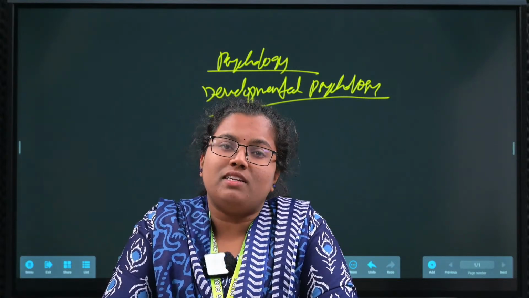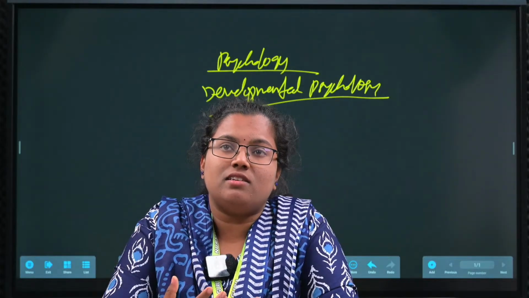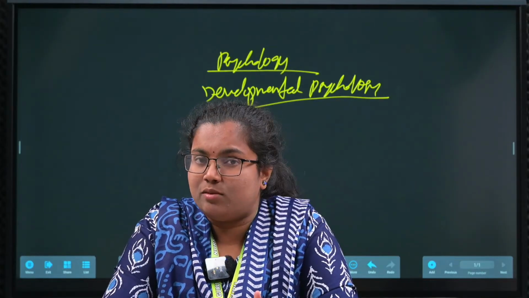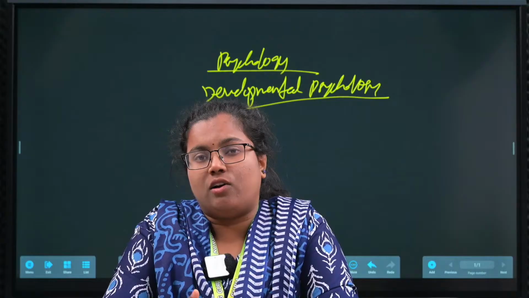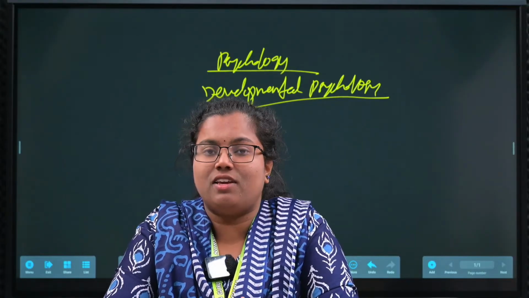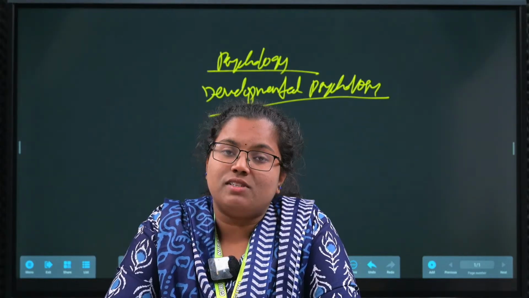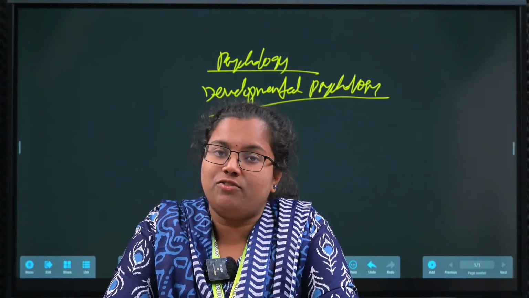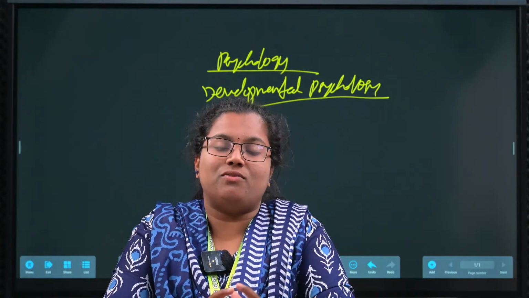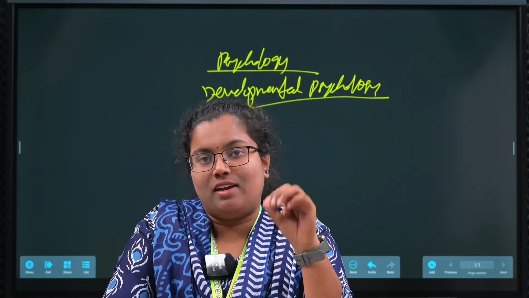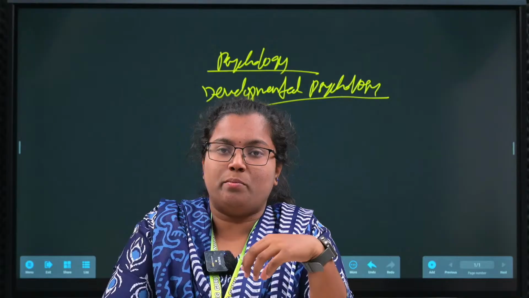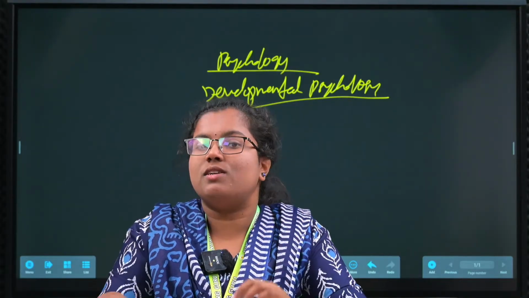Here many kinds of development are there. There are three various types of development across the lifespan. In that, the first one is physical development across the lifespan. We can discuss it step by step, level by level.